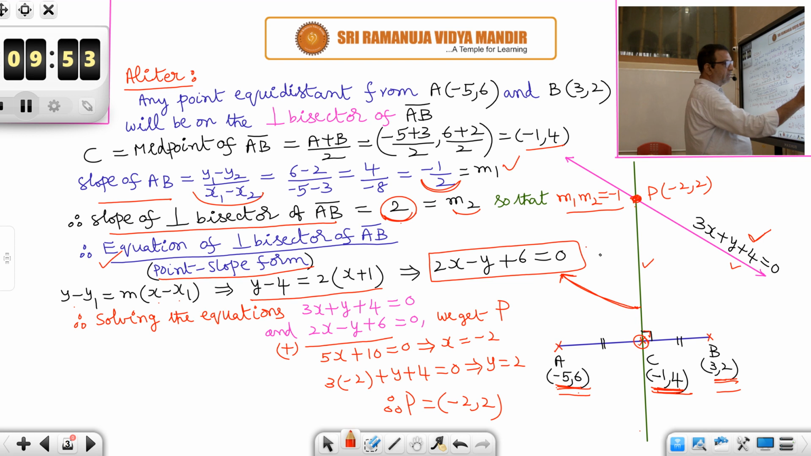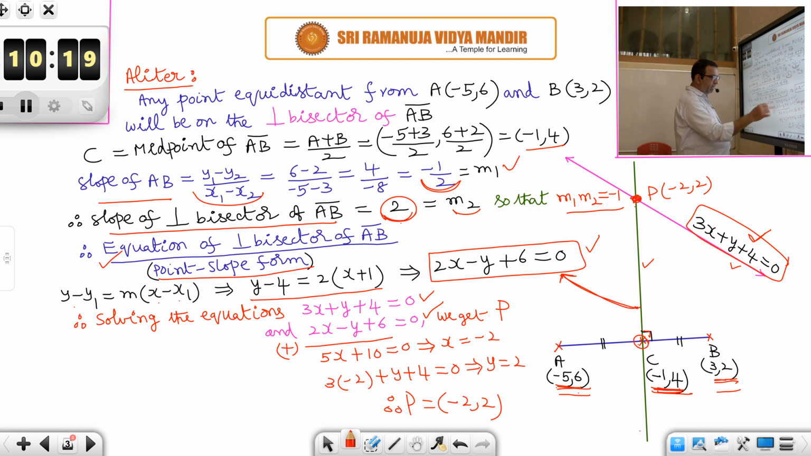Now I have to solve this line and this line to get the required point P. So I have taken the equations of the two lines, 3x plus y plus 4 equal to 0, that is the line given by him, and we have found the perpendicular bisector 2x minus y plus 6 equal to 0. Solving, you get the point P.